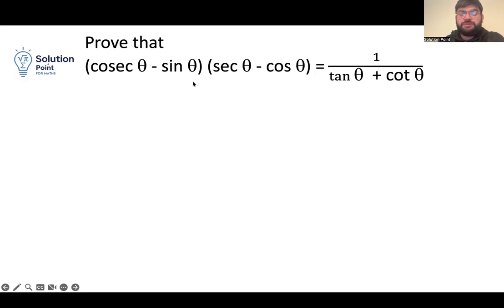In this video, we will be continuing with the trigonometric series. We need to prove that (cosecant theta minus sine theta) times (secant theta minus cos theta) equals 1 over tan theta plus cot theta.